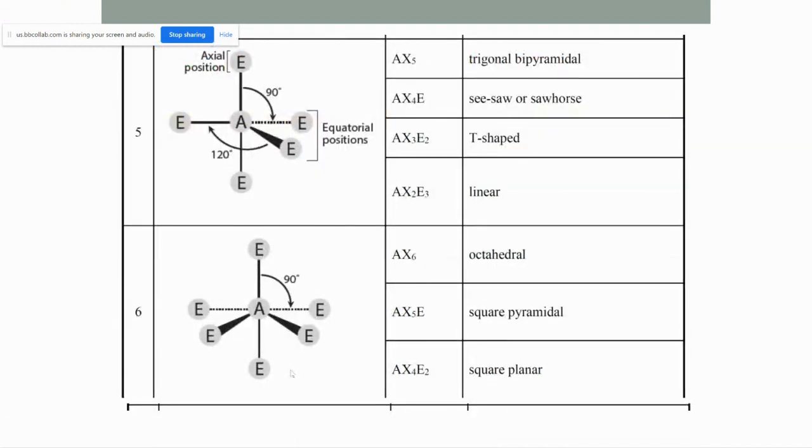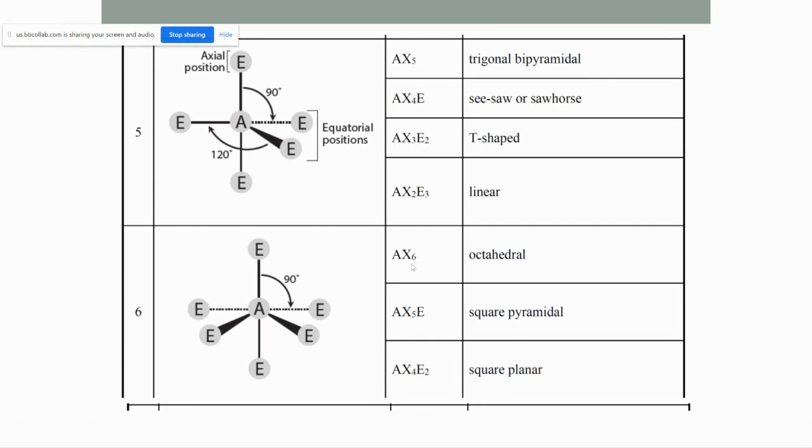If you have a steric number of 5, look at that. This atom, if it is surrounded by 5 atoms or lone pairs, it can have shapes like trigonal bipyramidal, seesaw, T-shaped, linear, depending upon what molecular shape or notation you come up with. Same thing if you have a steric number of 6. Different names and different notation.